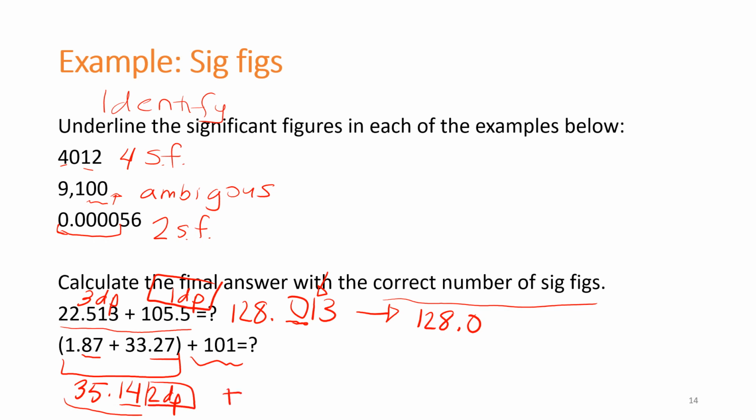Now we're adding to that 101. 101 has 0 decimal places. So that is going to affect our final answer. Now when you add this all up, you end up getting 136.14, but we know that's not our final answer. And because this right here doesn't have any decimal places, we know that we are going to have to round. So instead of 136.14, we don't want any decimal places, and because this 1 is less than 5, then we are going to leave it at 136. And that's our final answer.